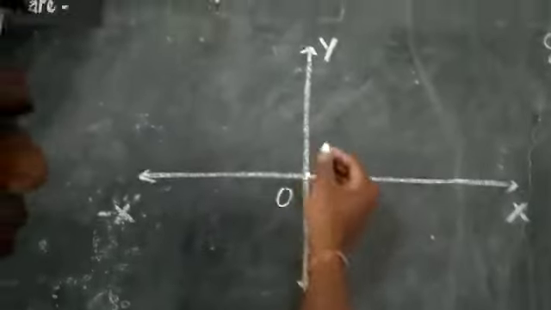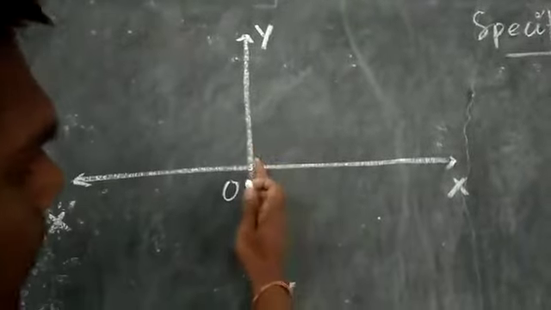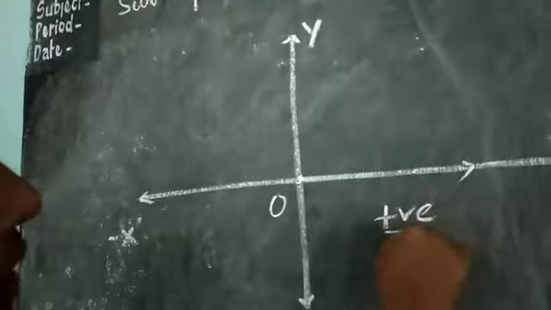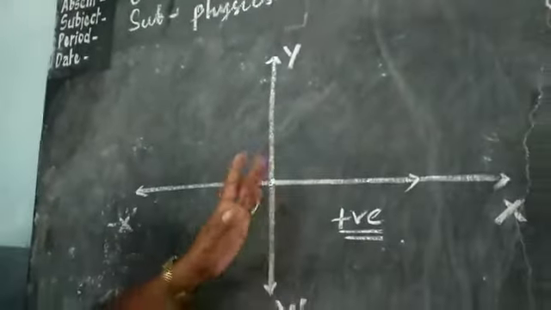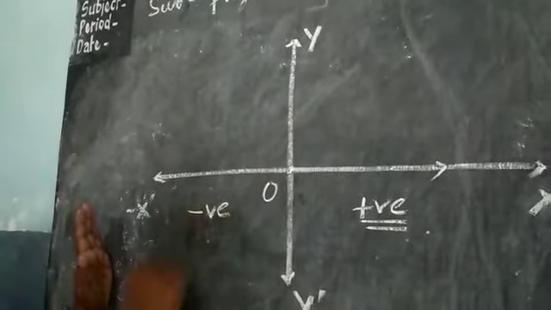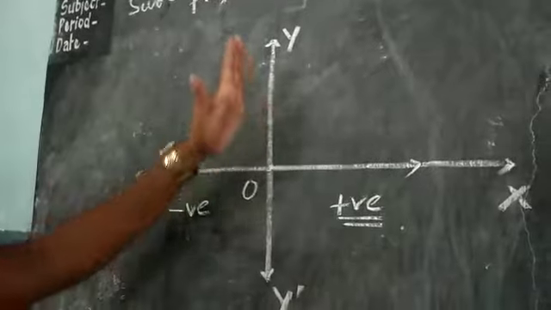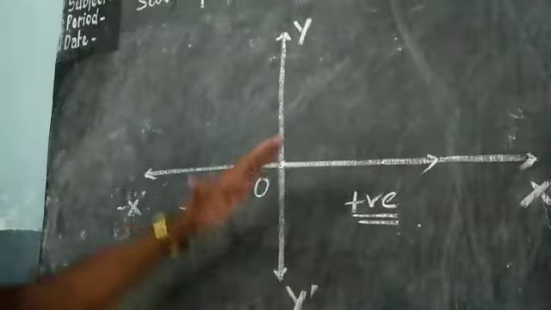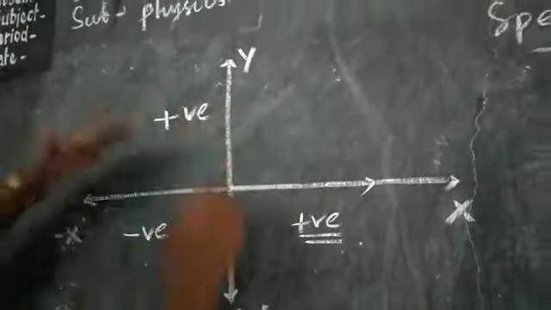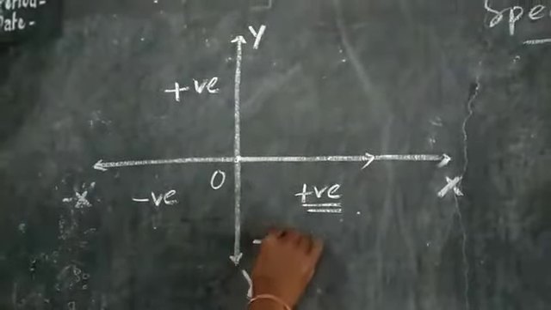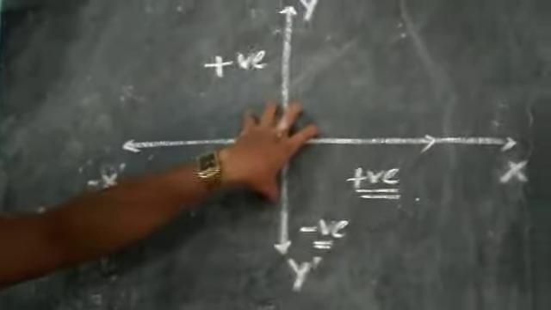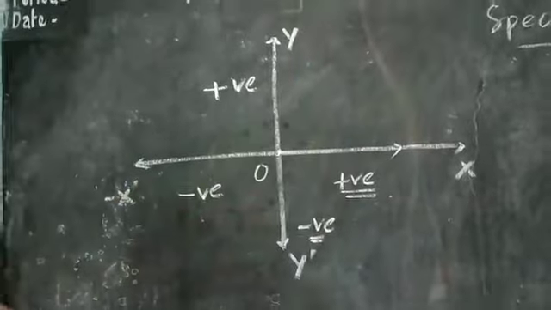When we go to the right side from the origin, we get a positive value, and when we go to the left side from the origin, we get a negative value. Similarly, on the vertical line, upward from the origin is positive value, and downward is negative value. Through this concept, we are going to discuss the sign convention of spherical mirrors.